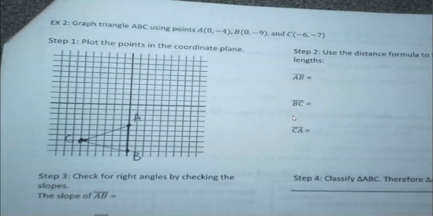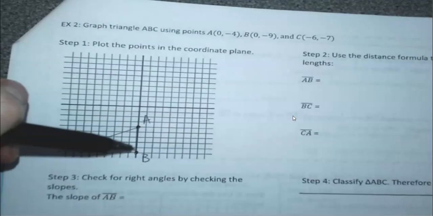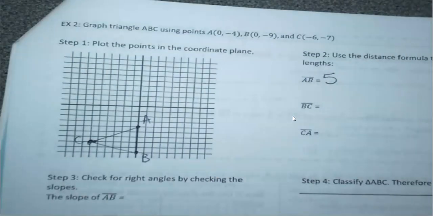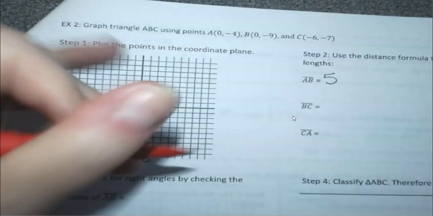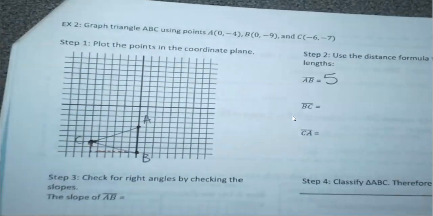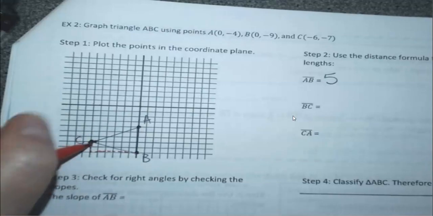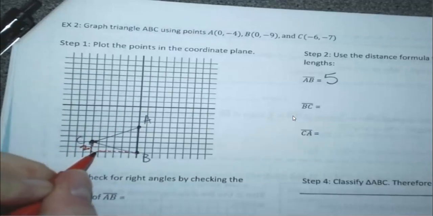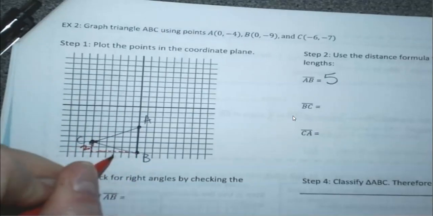For this one, it's nice because you only have to do the Pythagorean theorem twice, because one of them is AB, and it's literally just counting the spaces in between. From 4 to 9, it's 5 units long. That's easy. And then we're going to CA. Well, no, let's do BC because that's next on the list. You go down and over. So I'm drawing my right triangle. From C to B, it's 2 units down and 1, 2, 3, 4, 5, 6 units over.